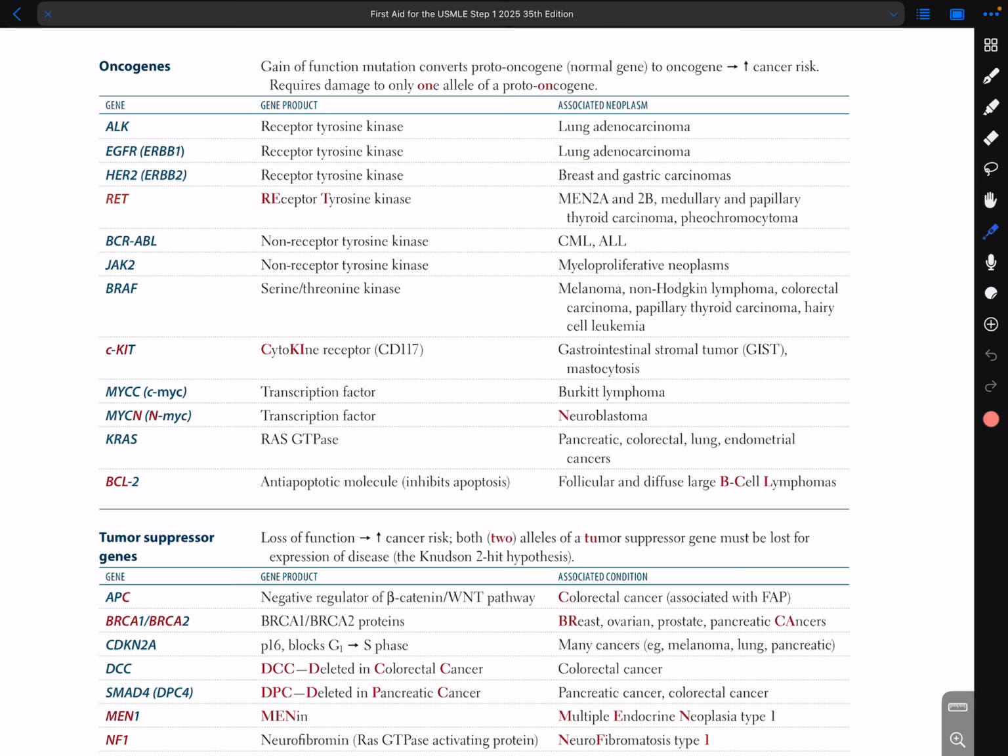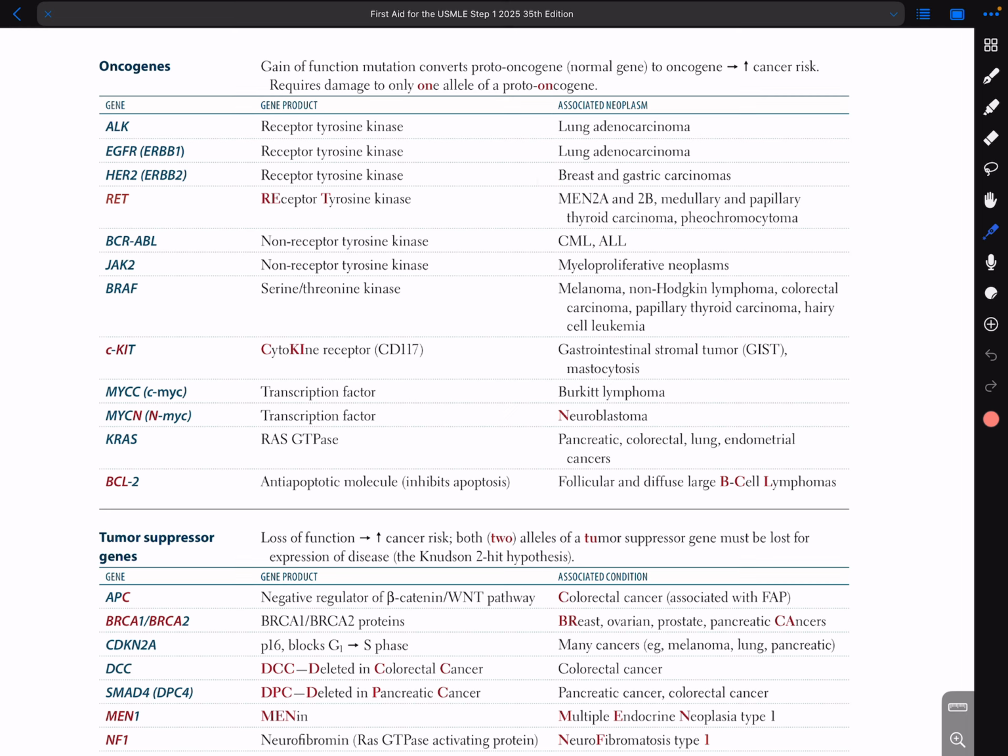Next oncogene is HER2, ERBB2. So there are two Bs, which means breast and gastric carcinomas. The gene product is also a receptor tyrosine kinase. So the oncogene is HER2, ERBB2, receptor tyrosine kinase, breast and gastric carcinomas.